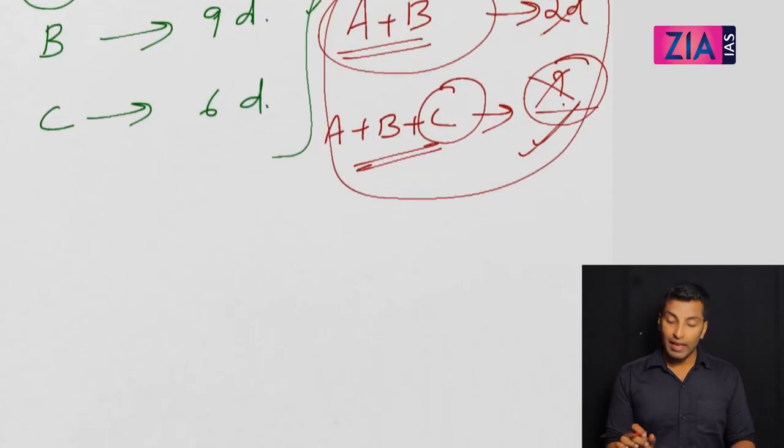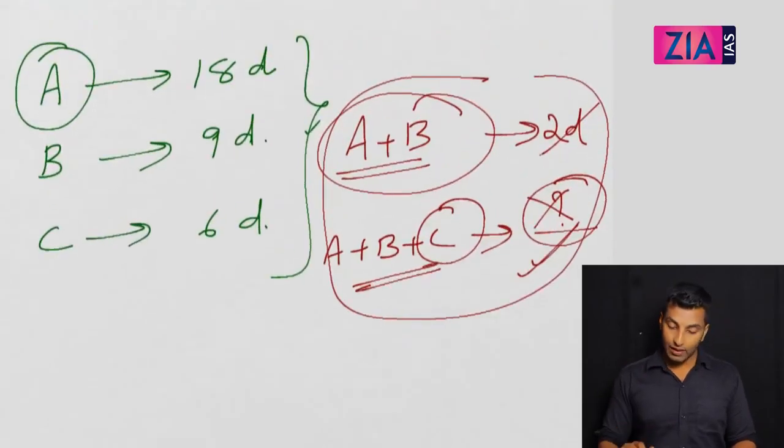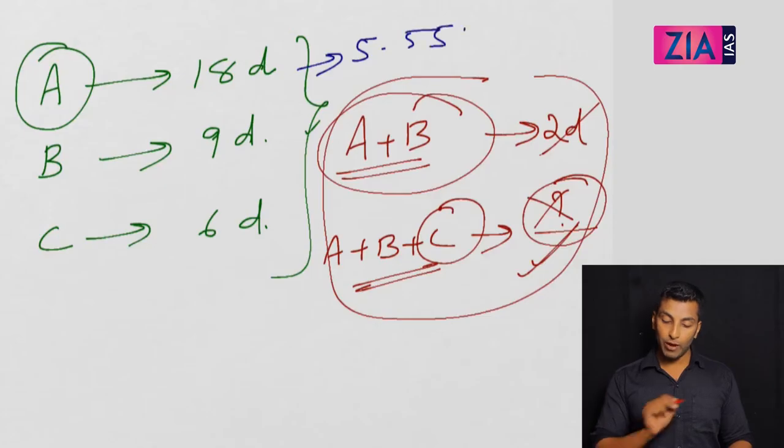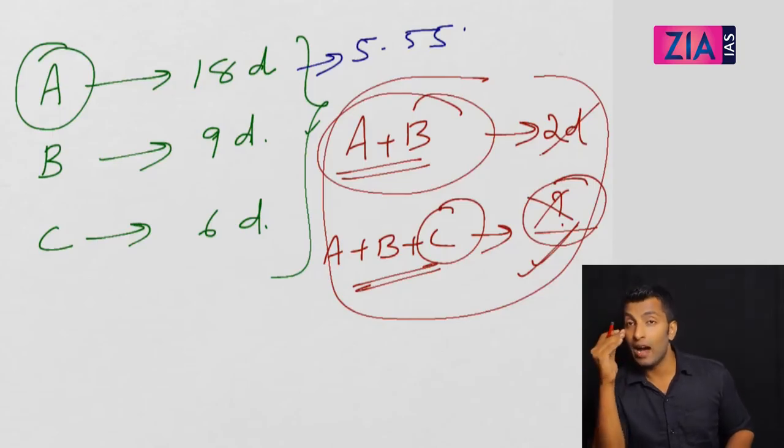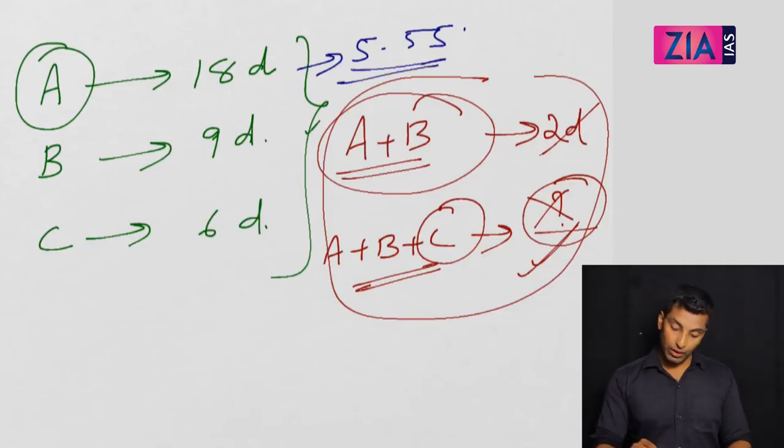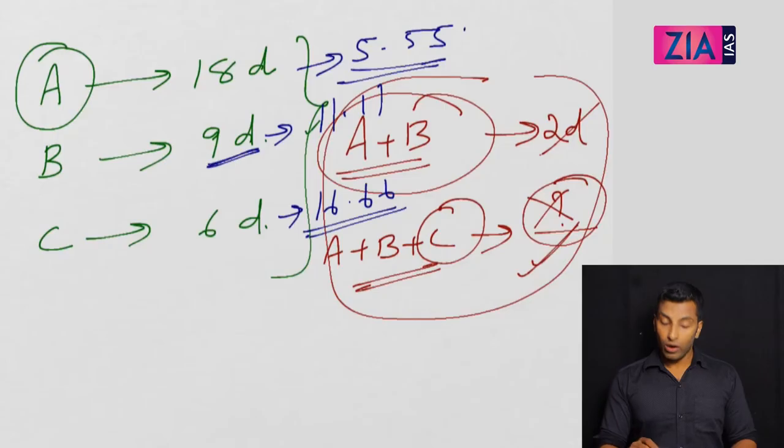Okay, so let's see A plus B working together. What is going to happen? Here A will complete the work in 18 days, meaning in 1 day, what percentage? 5.55. Now how will you write this 5.55? Because you know 1 by 9 is 11.11. So 1 by 18 is half of 11.11, right? So 5.55. So 9 days means 11.11, and for 6 days it is clear that it is 16.66. Why? Or how are you writing this?